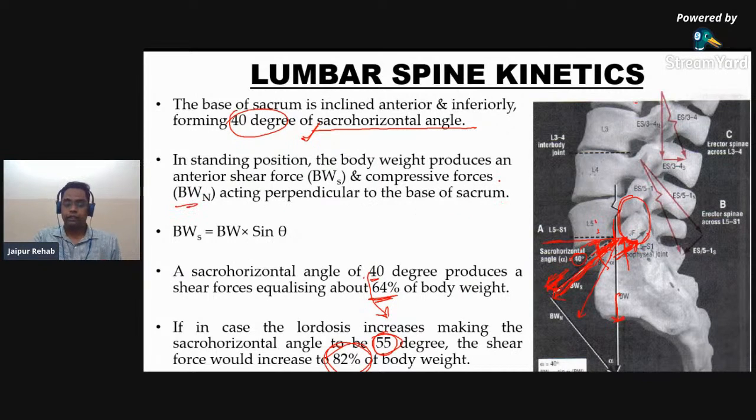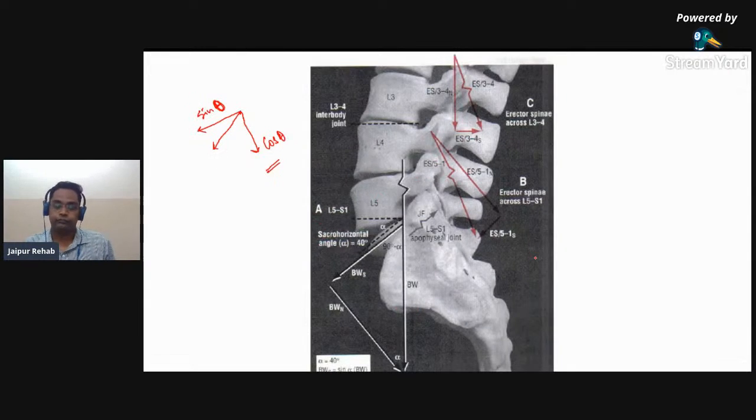Okay. Now what happens is whenever there is a force which is acting into this direction, मैं आपको next slide पे ले जाता हूँ. अब एक force है जो shear force है वो इस direction में act कर रहा है, right? There is this force which is acting like this. Now there is only one force, that is the muscular force, which is acting to counterbalance this force such that we can reduce the sacro-horizontal angle and we can counterbalance the shear force which is acting between L5 and S1.